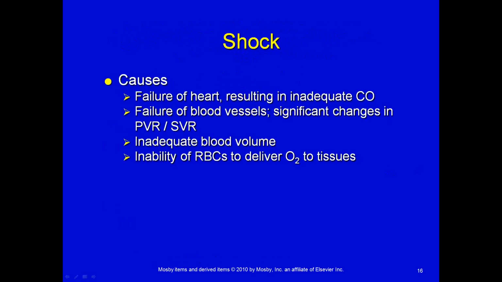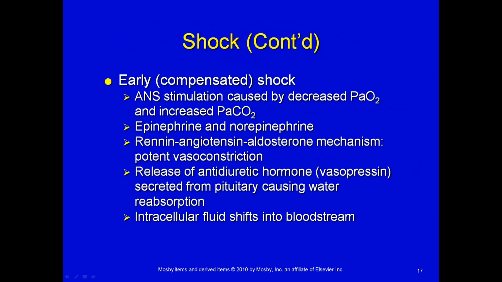That can be affected by temperature. That can be affected by acid-base balance. That can be affected by lack of red cells in somebody who's anemic. So all those things are going to lead to shock. And most of us have learned that shock is divided into 3 stages. Early or compensated shock, the body compensates. The autonomic nervous system is stimulated by the result of a decrease in PaO2 and an increase in carbon dioxide.